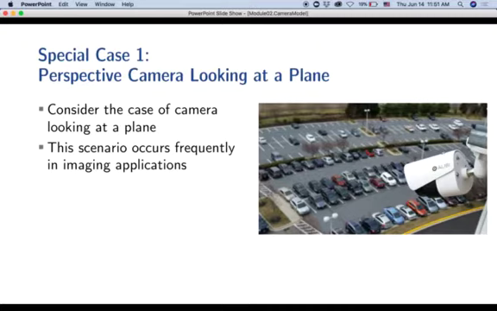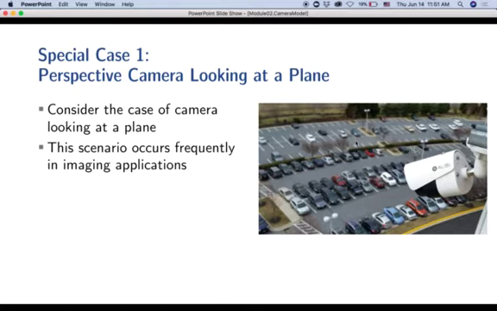Okay, so the first special case is a perspective camera or a pinhole camera. I can use those terms interchangeably. A perspective camera looking at a plane. A typical scenario is like this: you have the surveillance camera looking at this parking lot. Even though the parking lot is not strictly planar, because these cars have a height of maybe 1.5 or 2 meters, well, less than 2 meters maybe.